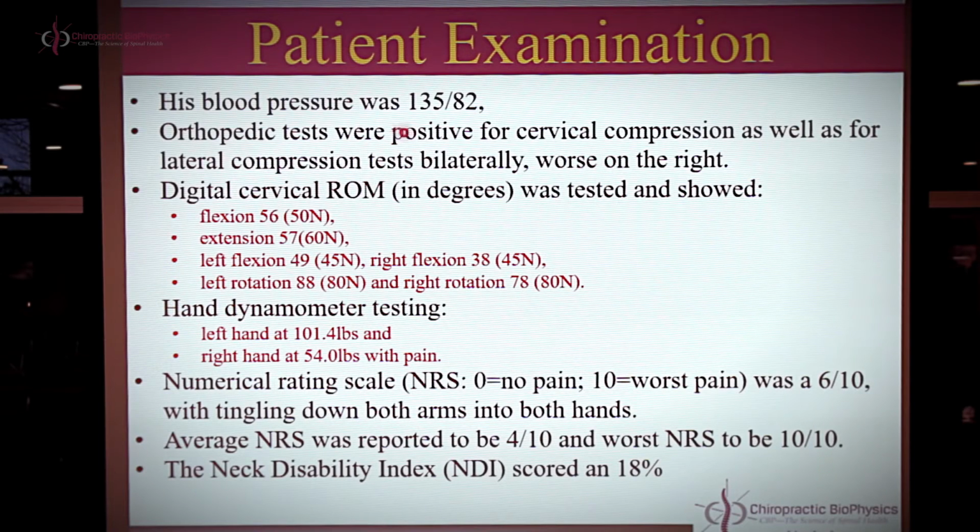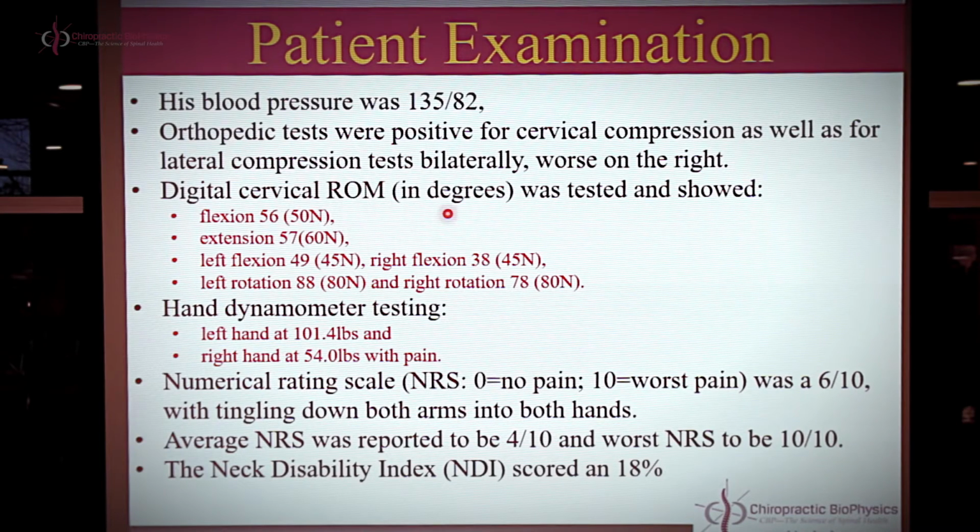The orthopedic tests were positive for cervical compression. What that means is when we compress his neck, he gets arm pain down his arm. Also, the lateral compression tests are worse on the right, where we tip somebody's head over and we put pressure down to mimic pressure on the nerve root. If the patient goes, whoa, then we know we do truly have cervical dysfunction. We have some kind of a bone spur. We have a disc herniation, some kind of space-occupying lesion in his neck. This is proper differential diagnosis.